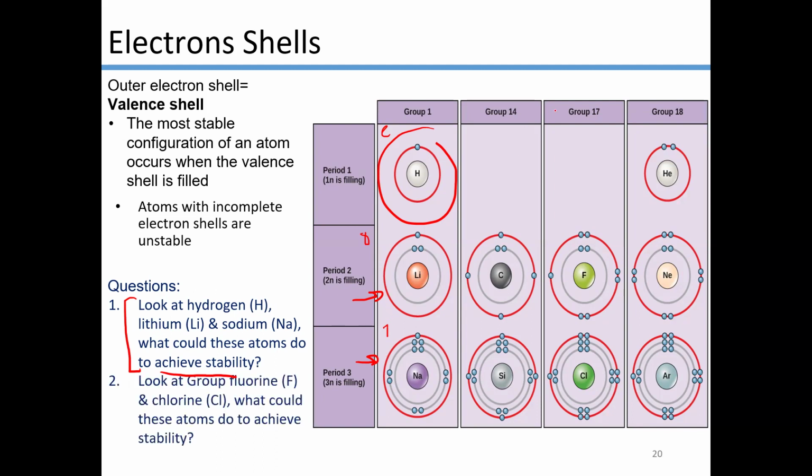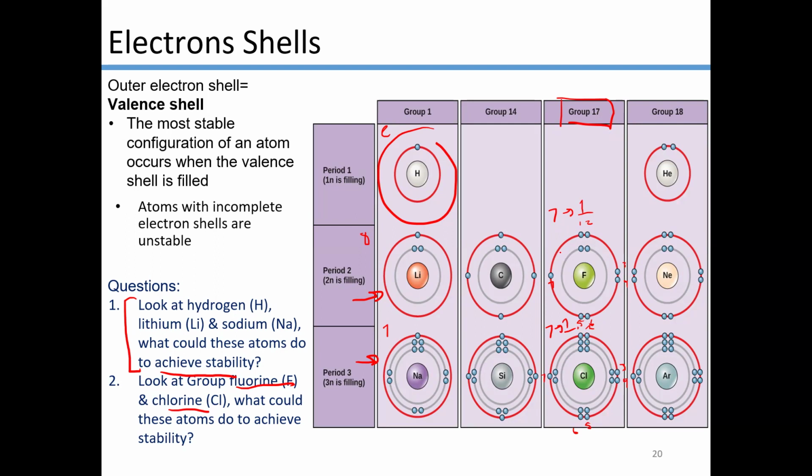Now if we look at our group 17 over here, for fluorine and chlorine, we can see that this one is in its second orbit, and we have 1, 2, 3, 4, 5, 6, 7 electrons. So in this case, we have not achieved stability yet because we have 7 electrons, and it's still going to be looking for 1 electron to maintain its stability. Same thing down here. We have 1, 2, 3, 4, 5, 6, and 7 electrons, and we're looking for 1 more.